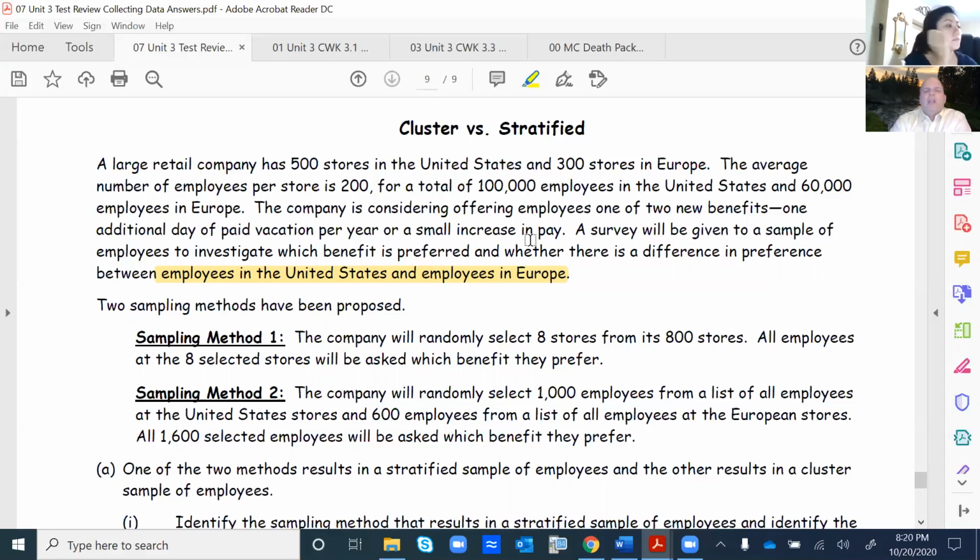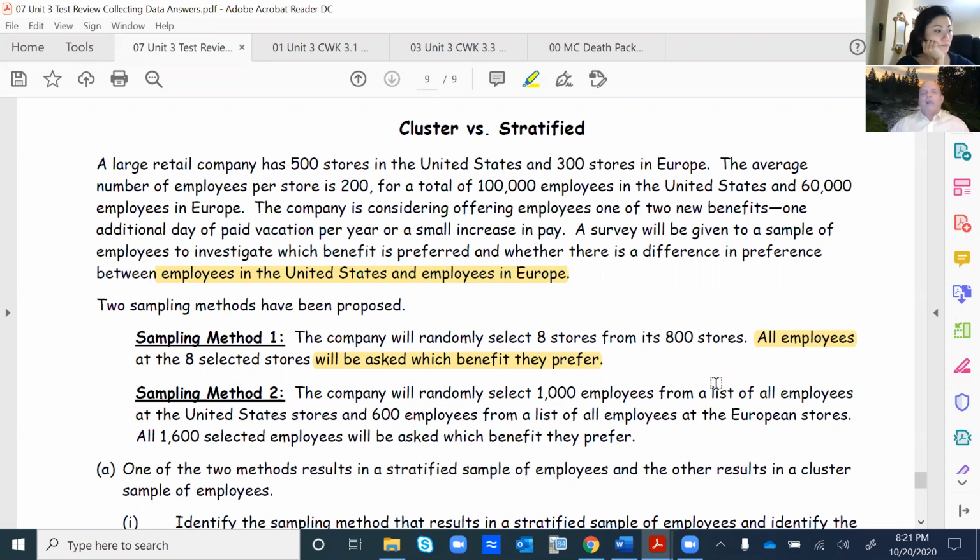Sampling method one: the company will randomly select 8 stores from its 800 stores. All employees at the 8 selected stores will be asked which benefit they prefer. So you go, okay, we have groups. One of these is stratified, one of these is cluster, I'm struggling. All employees will be asked. I have groups, I surveyed everyone, sampling method one, cluster.